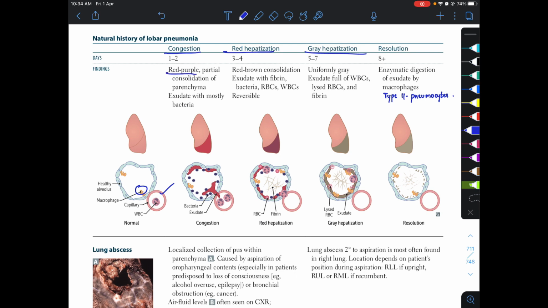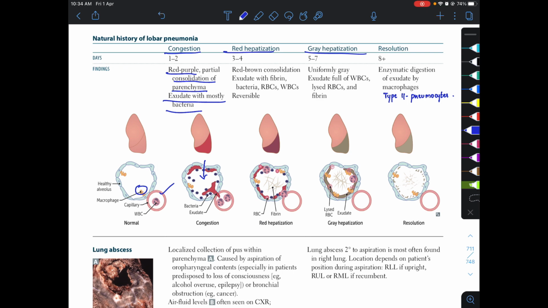During the congestion stage, which is within 24 hours, there will be red, purple or partial consolidation of the parenchyma. This is due to exudate. When bacteria enter, there will be release of endotoxin, and this causes release of leukotrienes and prostaglandins. When this happens, there will be exudate. In the first stage, that is the congestion stage, we only find the exudate with bacteria. Exudate forms due to increase in vascular permeability and vasodilation. This is called the congestion stage.